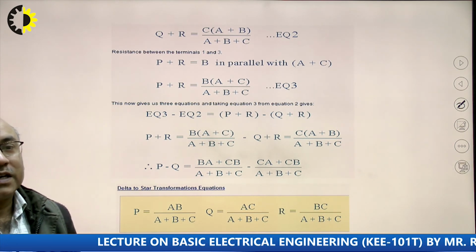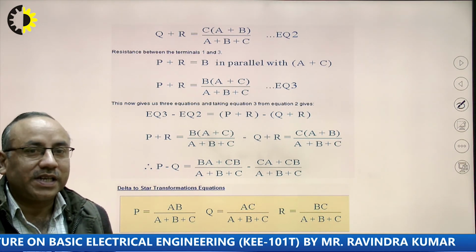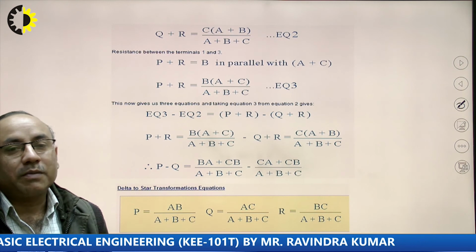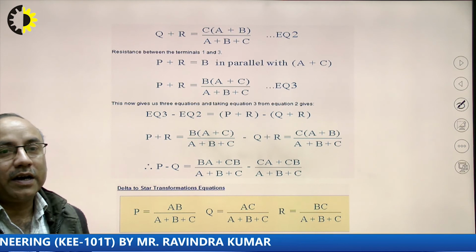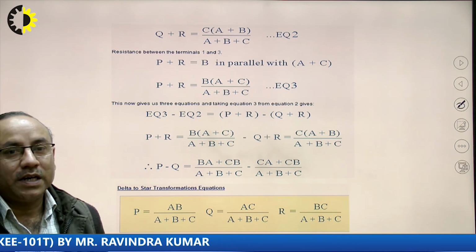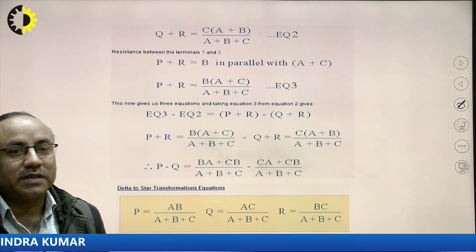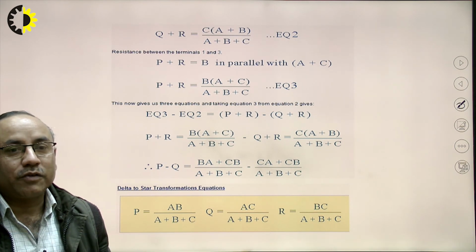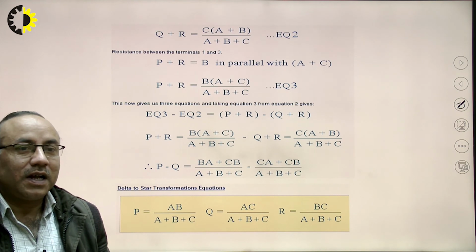Now we have 3 unknowns P, Q and R, which we are to find in terms of A, B and C, and we have 3 equations. By solving these 3 equations, we will find the values of P, Q and R in terms of A, B and C. What we do for this is take equation number 3 minus equation number 2, that means we subtract equation number 2 from equation number 3. This gives us P plus R minus Q plus R. The values of P plus R and Q plus R we know, so we put these values here and find this.